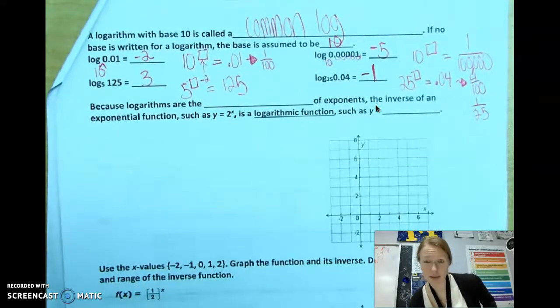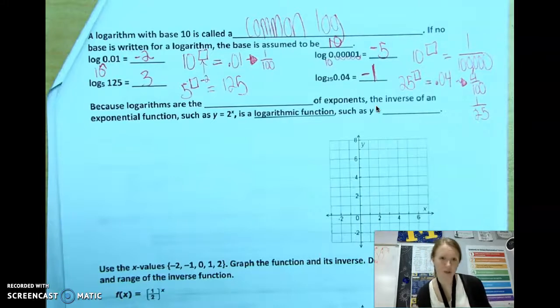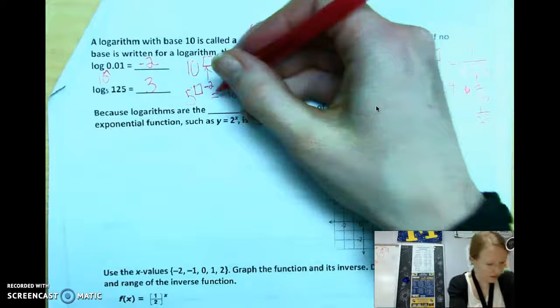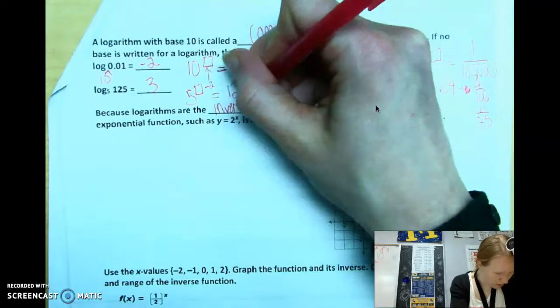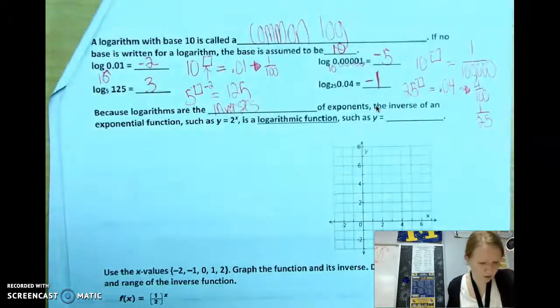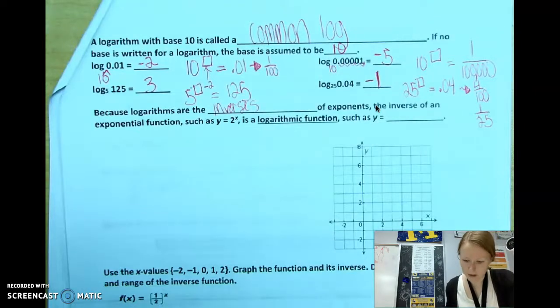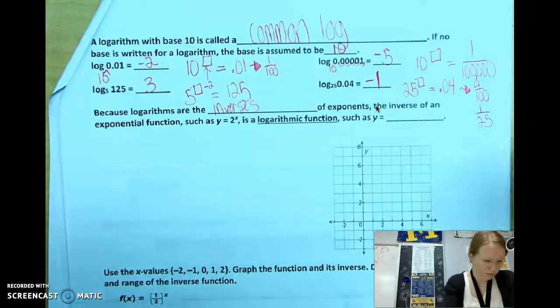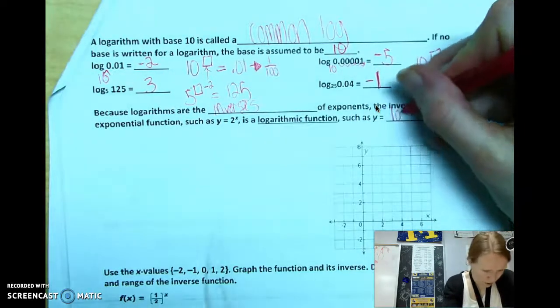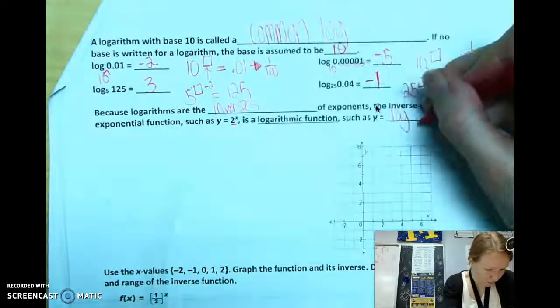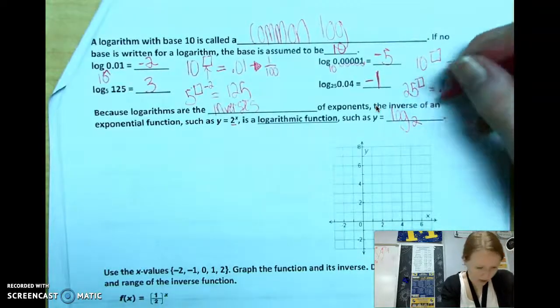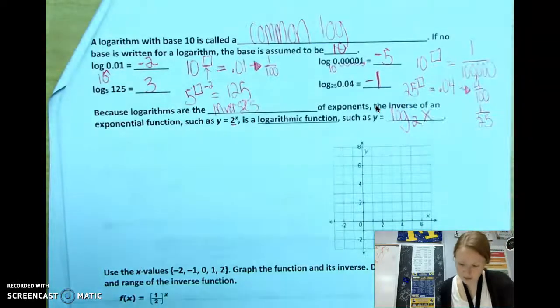So hopefully this helps to kind of reiterate the idea of a log. It's usually when you're solving for the exponent. Because logarithms are the inverses of exponents, the inverse of an exponential function, such as 2 to the x power, is the logarithmic function. So it would be log, our base is 2, and then our exponent in this case is x, right?